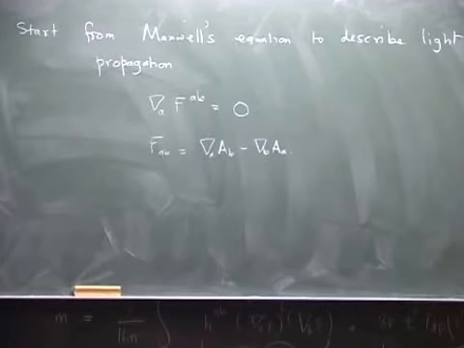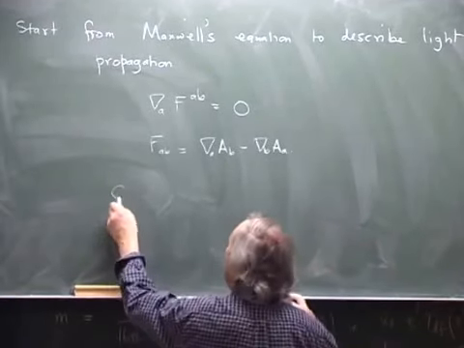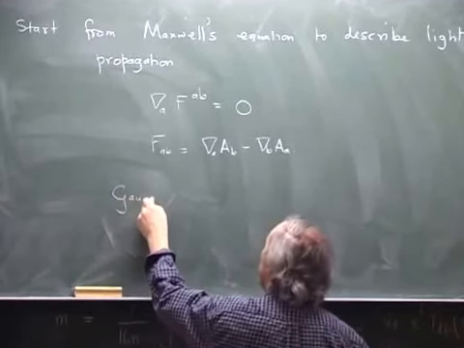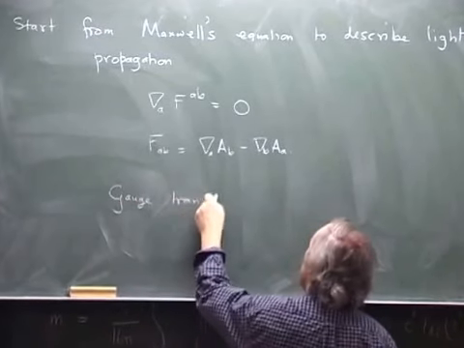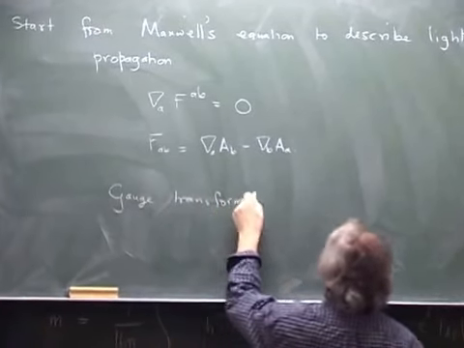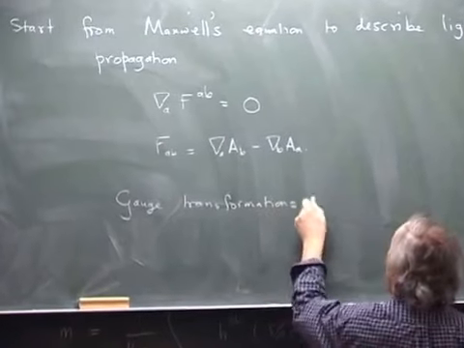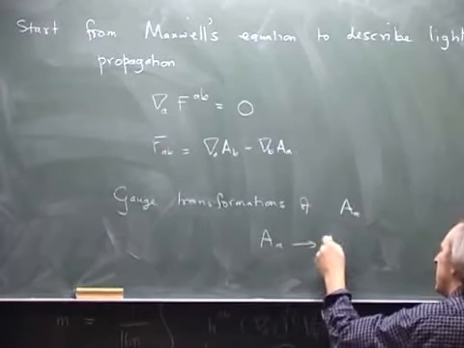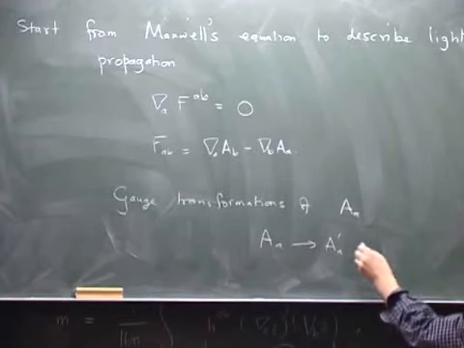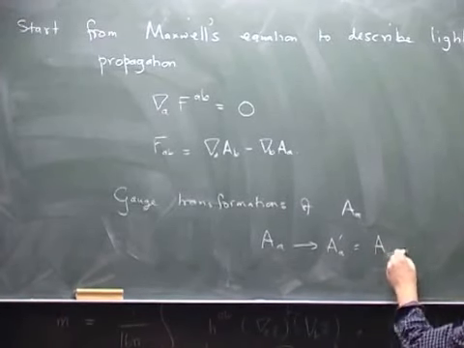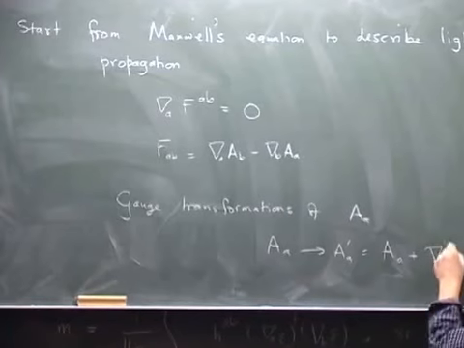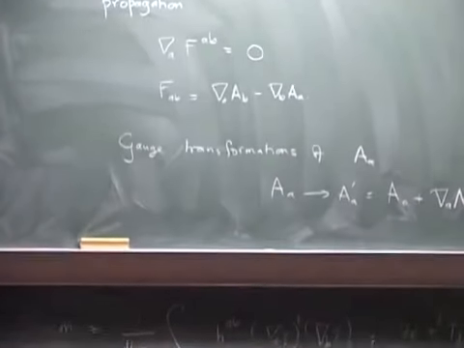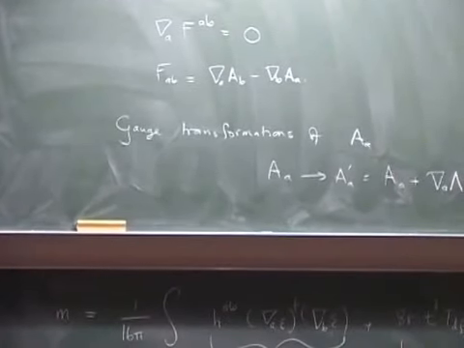I would like to have one further step. And remember that there are gauge transformations on A. That is to say, A goes to A prime, which is equal to the old one, plus the gradient of anything you like, gives rise to the same fields.